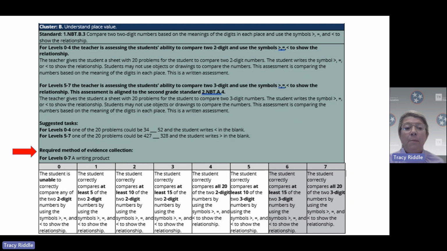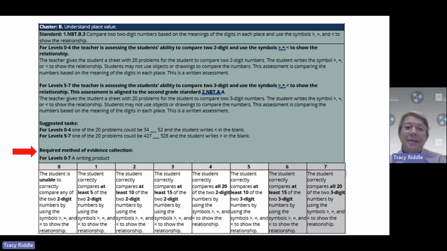Remember, for each part, whether you're assessing the two-digit numbers or if you've moved into assessing two three-digit numbers, the assessment must have 20 problems. The required method of evidence is the writing product. Teachers must upload the 20 problems with the student's answers in the blank. Once you have your student work, it is time to assess the student work.